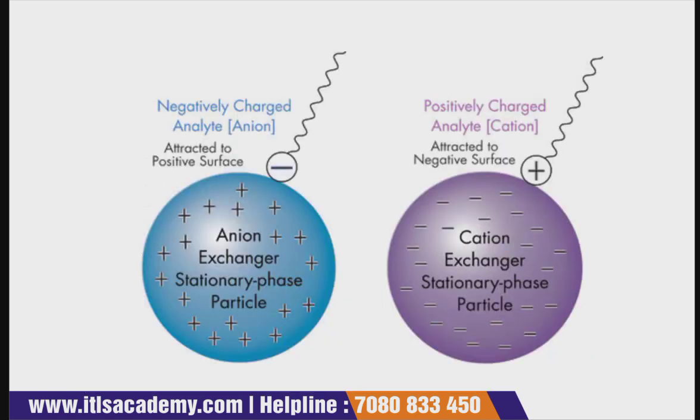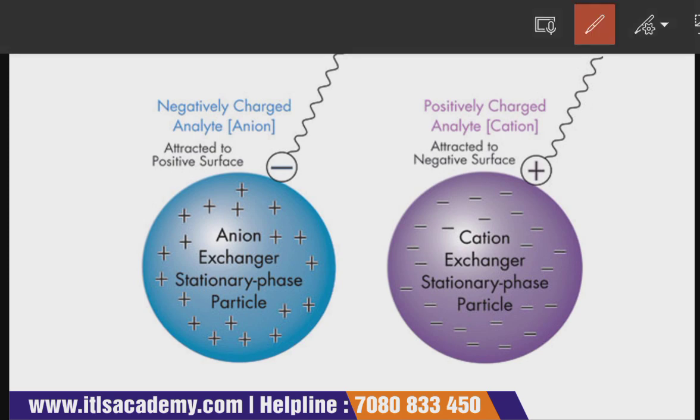Now, you can see that here we have used two terms. First is ion exchanger and second is cation exchanger. So what is an ion exchanger? Sorry, I have just told you in reverse: anions are negatively charged, whereas cations are the positively charged.